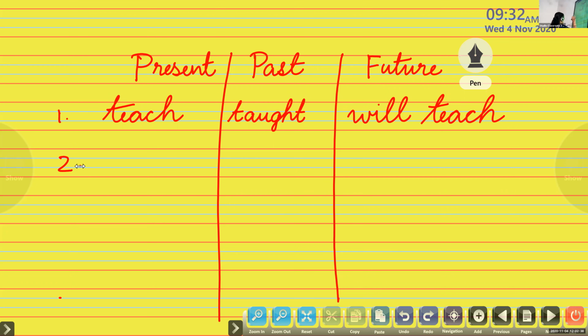The next word is put, P-U-T. Children, for certain words, the present tense and the past tense will be the same. So here in this word put, the past tense form is also put. That's the reason I've told you we have to learn the past tense form by heart. For each word, it differs. It's not the same for all the words. Have all of you understood? The past tense form differs.